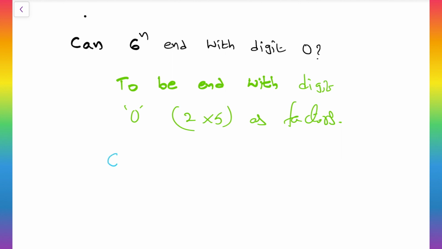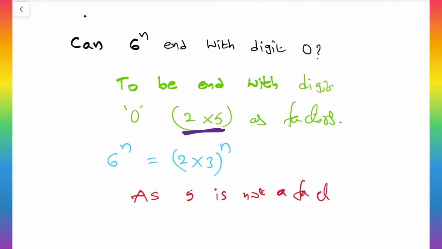The given number is 6 power n. Here 6 can be written as 2 times 3, because 6 is not a prime number, so I'm doing the prime factorization of it. 6 can be written as (2 into 3) whole power n. According to the definition, 2 and 5 should both be there compulsorily. But here 2 is there but 5 is not there. So as 5 is not a factor, 6 power n won't end with the digit 0.